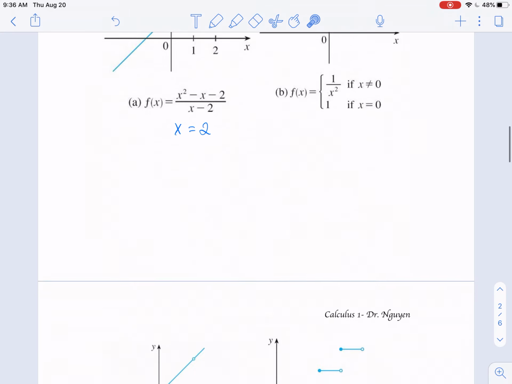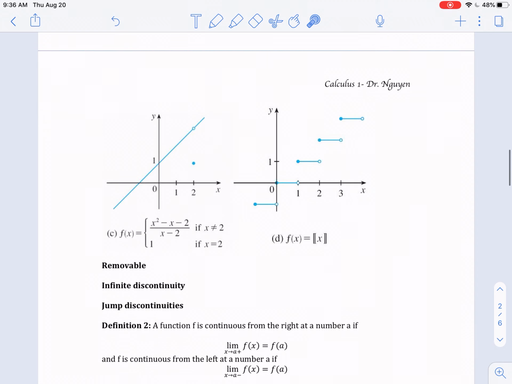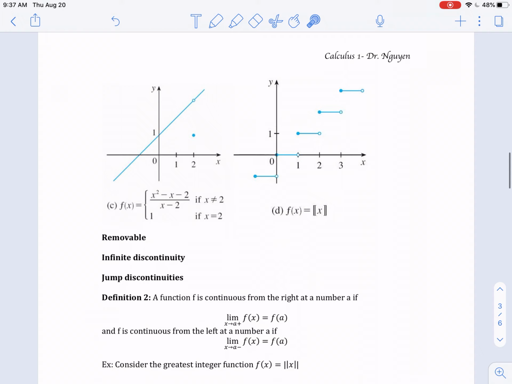Okay, moving on to part C. You can see we have the problem with f of a and the limit, right? So this is the limit, but f of a is right here, so we have a problem. So it's discontinuous at this point. Right here, you see we have discontinuous at so many points. This is the function for part D, called the greatest integer function, or you might have heard it as the step function.